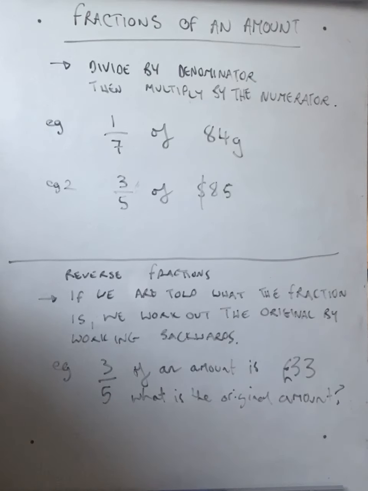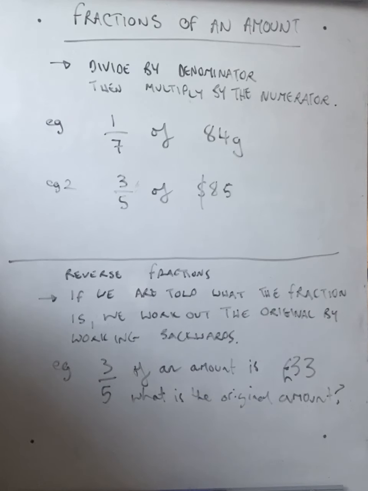So again, I've put a couple of key steps, which you should be quite familiar with, and that is the idea that we divide by the denominator and then we multiply by the numerator. That's because the denominator tells us how many parts we're sharing something out into, and the numerator tells us how many of those parts we've got. So again, I've got a couple of easy examples here that we're just going to work through.